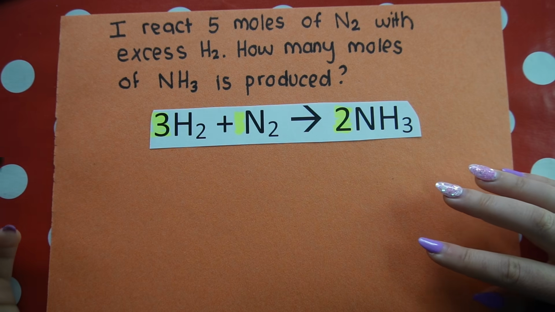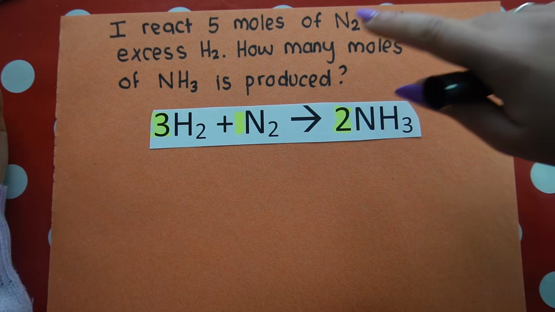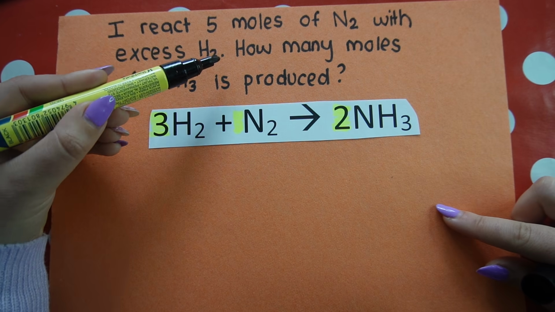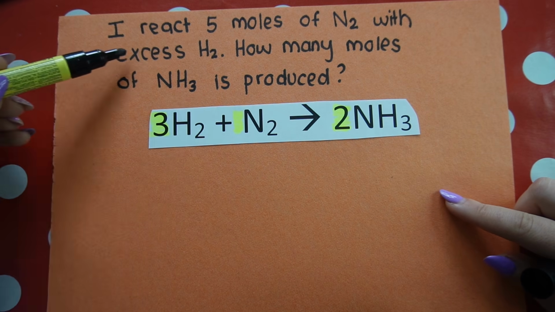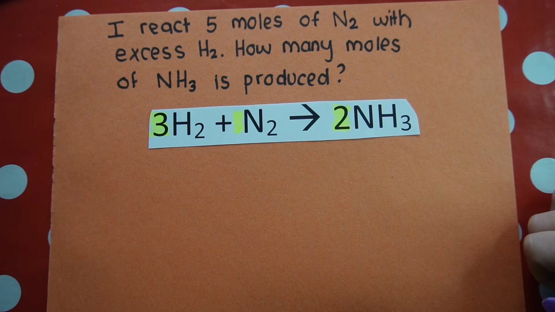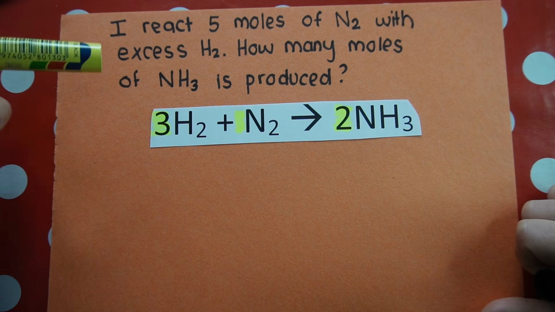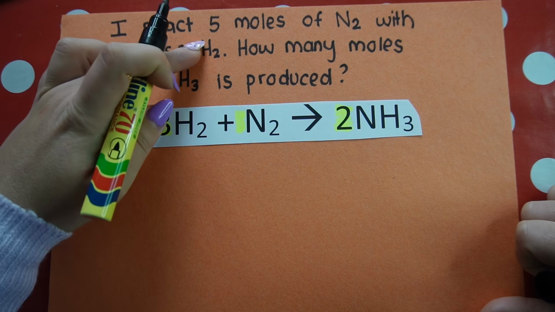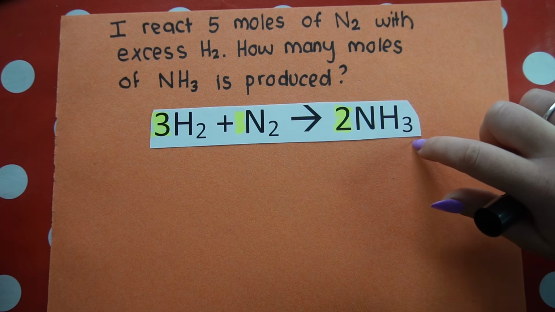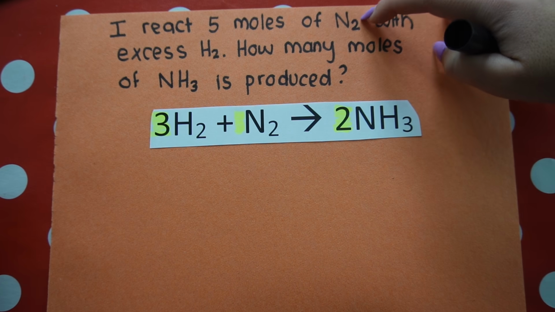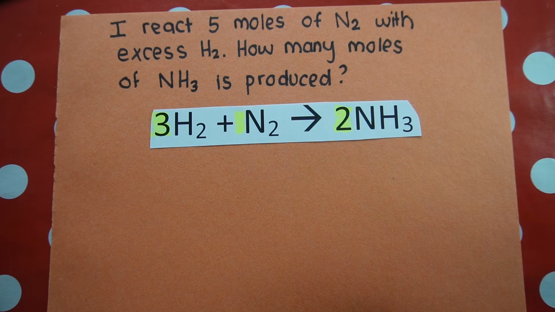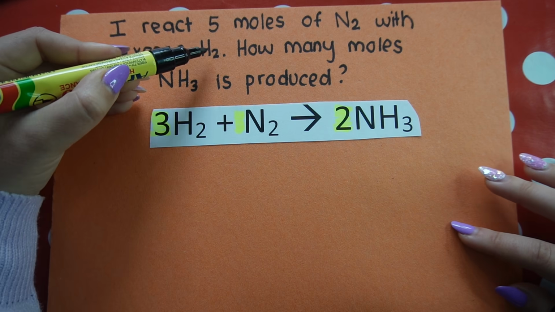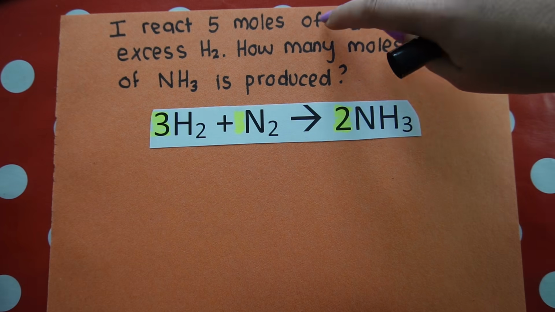So what I mean by this is they tell me I react 5 moles of nitrogen with excess H2, hydrogen. Because hydrogen is in excess, we'll discuss this in a limiting reagents video, we don't need to use hydrogen in our calculation. There will be more than enough hydrogen in order to produce this ammonia. So I need to use nitrogen. It's the nitrogen that's going to determine how much ammonia I produce. So if you see excess hydrogen, we're not going to use that.